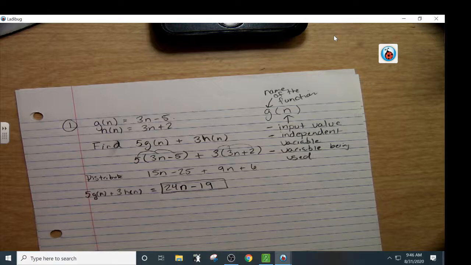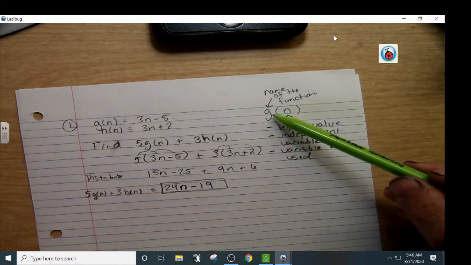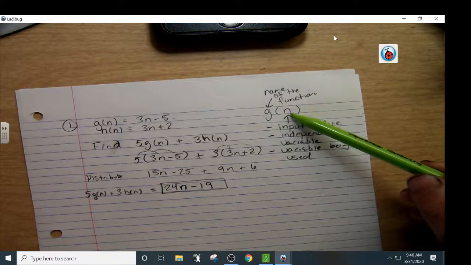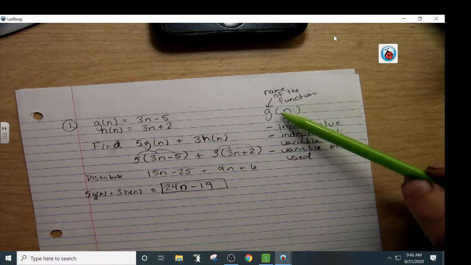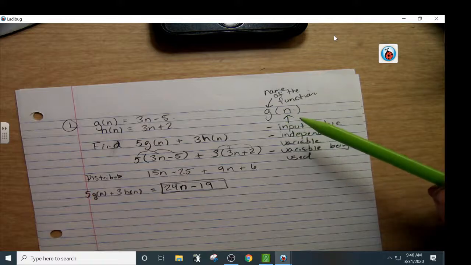All right, that wasn't too bad, right? The main thing is, guys, just remember this is the name of the function, the g. That's the variable, the input variable, the variable being used. Sometimes, guys, they will have values in here that you have to plug in.